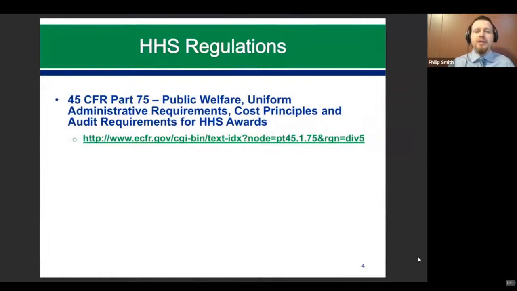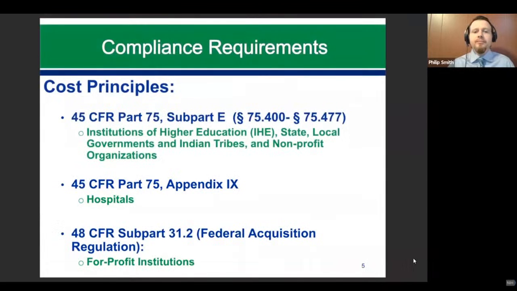As part of HHS, NIH is subject to 45 CFR Part 75. This regulation establishes uniform administrative requirements, cost principles, and audit requirements for all HHS federal awards. Next slide. First, we'll talk about cost principles.